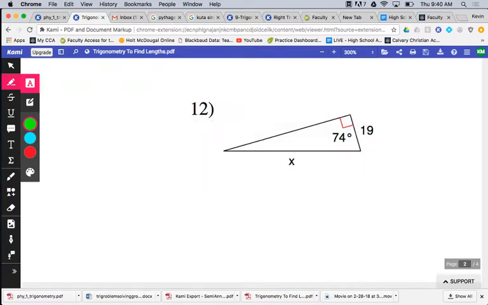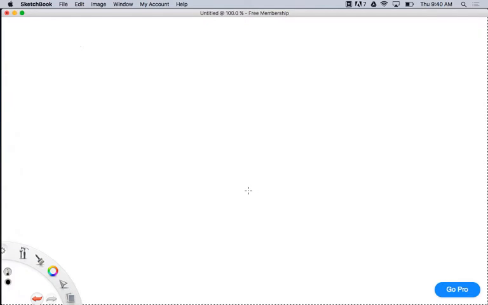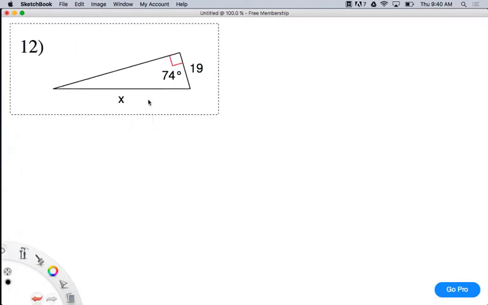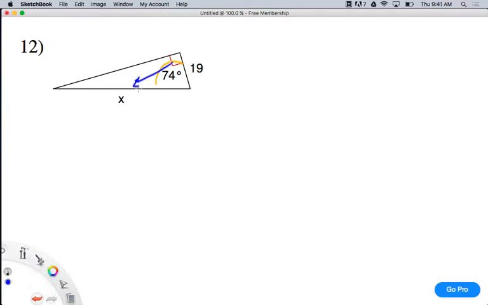All right, number 12 is the next one. We're going to do this, and we're going to do one more, and then we're going to move on to the next worksheet. So, identify your angle. Identify your hypotenuse. This is opposite the right angle. This side is touching the angle, so it's not opposite. It is adjacent.